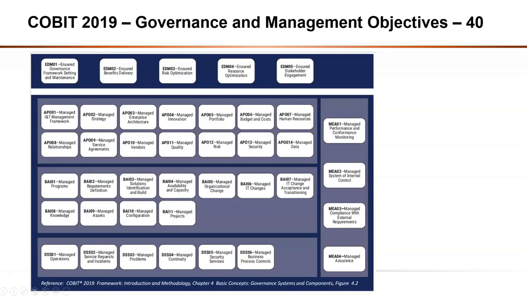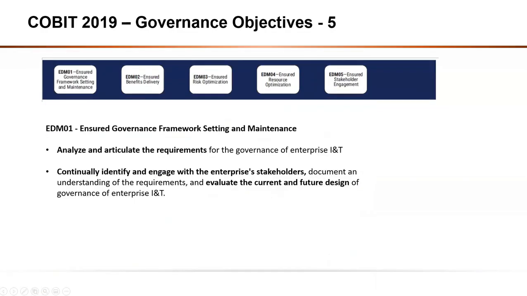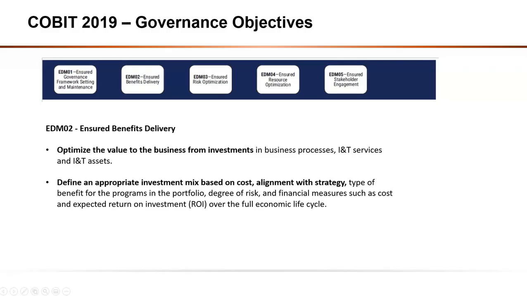COBIT, as you have seen before, has a total of 40 objectives, governance and management combined. But governance has only 5 objectives, so let's briefly look at all of them. The first one is EDM01, ensured governance framework setting and maintenance. Analyze and articulate the requirements of governance of enterprise IT. Continuously identify and engage with enterprise stakeholders. So evaluate the current and future design of governance of enterprise IT. And the second one is EDM02, ensured benefits delivery, optimize the value to the business from investments.